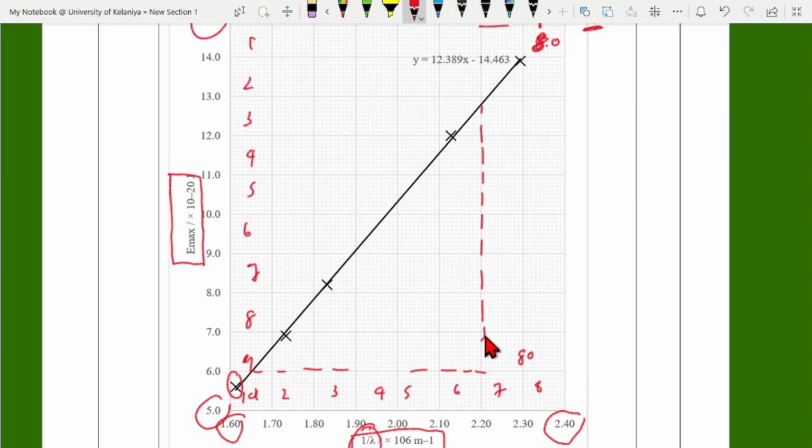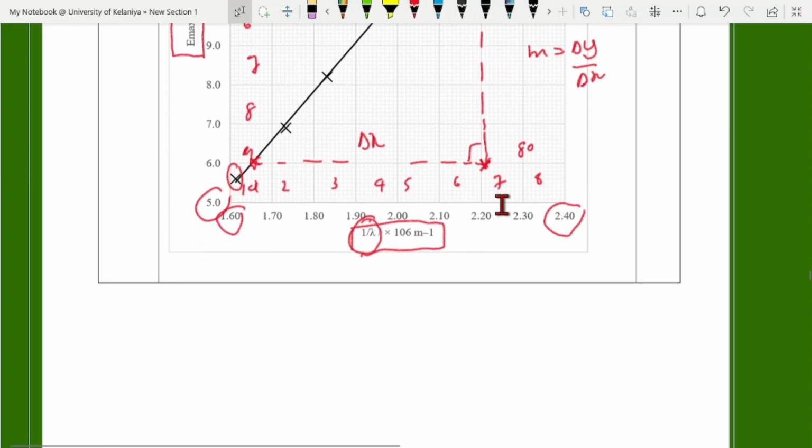Then this is your triangle, and here it is delta y, here it is delta x, and m equals delta y over delta x. How can you calculate delta y? By taking the difference between these two values here and here, and delta x is the difference between these two values. I hope you know these things.